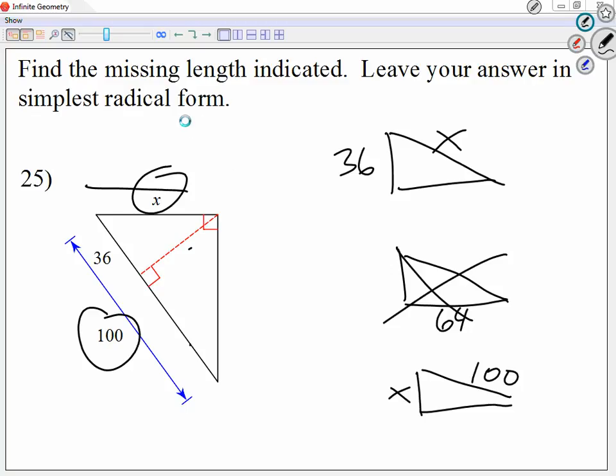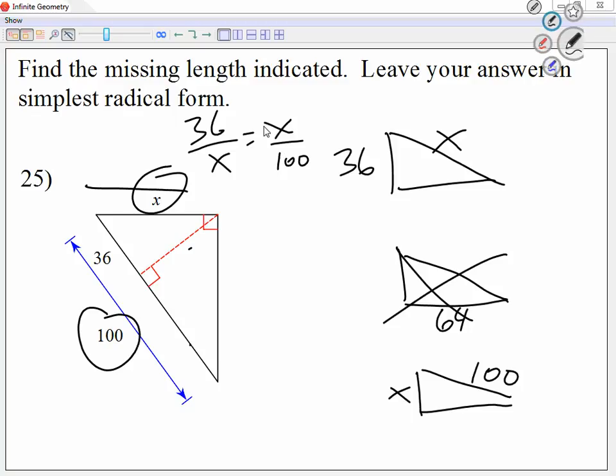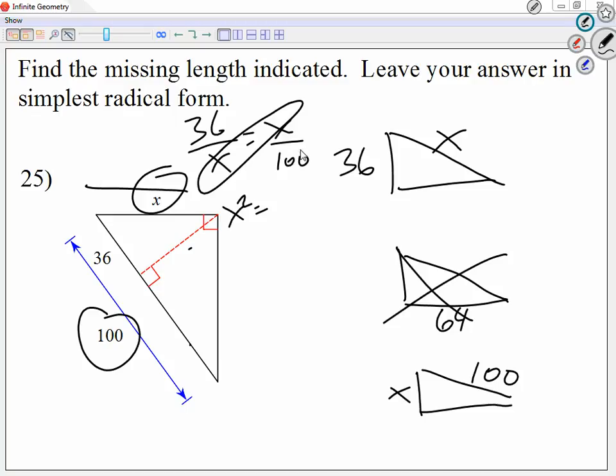The way I want to set it up is 36 is smaller than x, and for the other one, x is smaller than 100. Simplify if you can. In this case, we cannot. So I'm just going to cross multiply. X squared equals 3600.